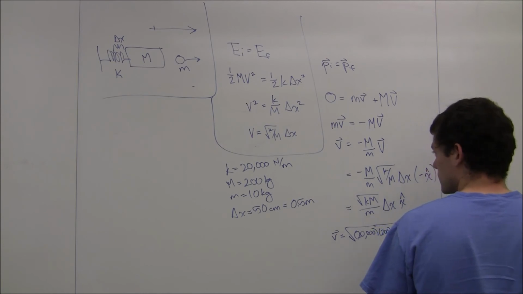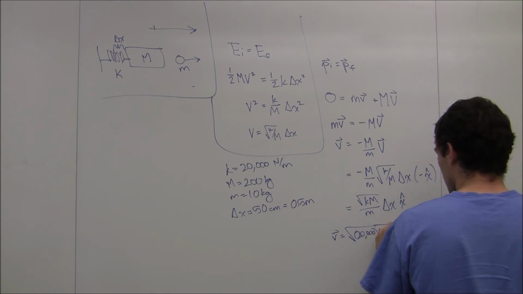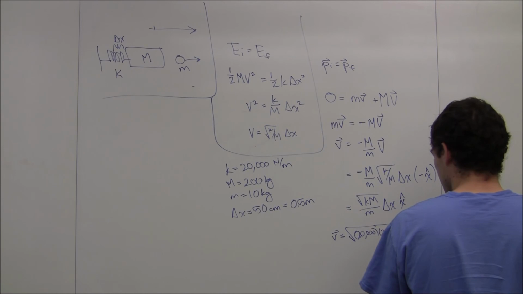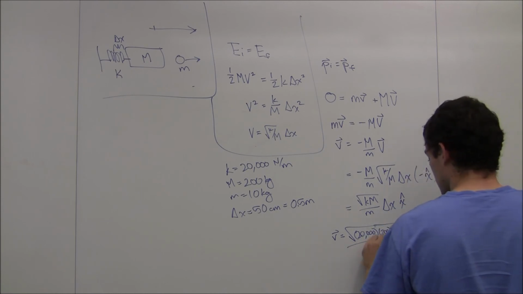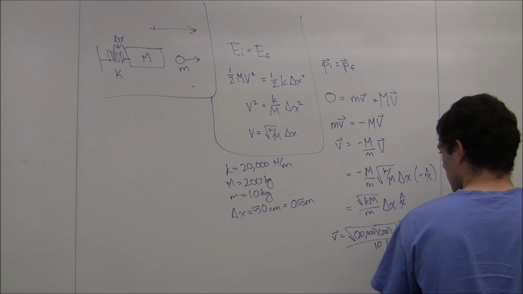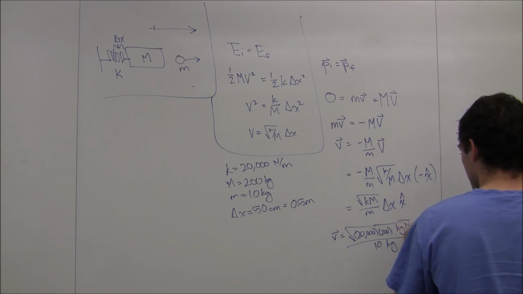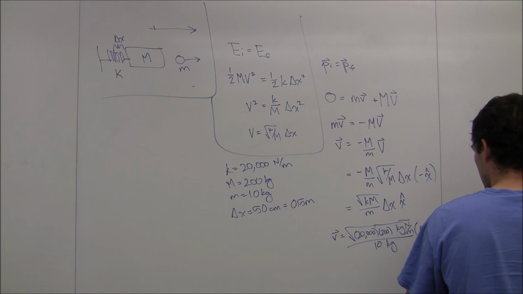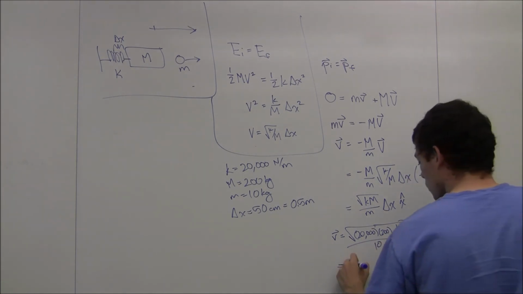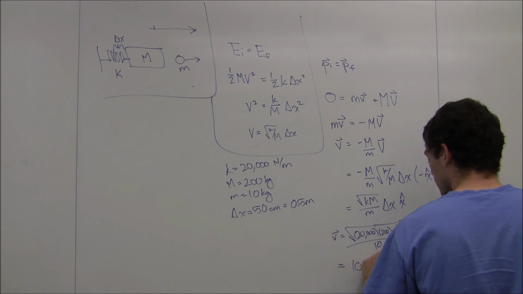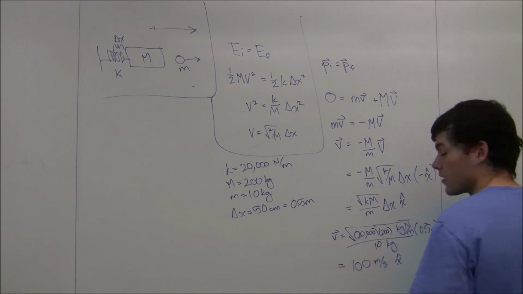Now plugging those in, we can get the initial velocity is equal to the square root of 20,000 times 200, in units of kilogram newtons per meter, divided by 10 kilograms, times 0.5 meters in the x-hat direction. And when you do all the math and work out the units, this works out to be 100 meters per second in the x-hat direction.